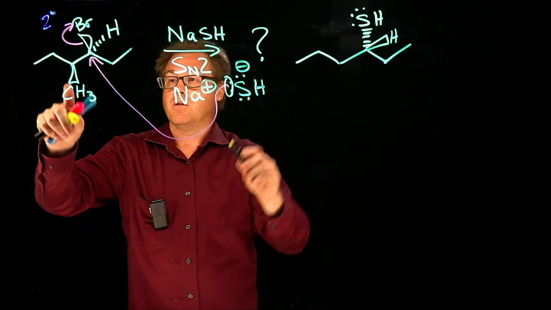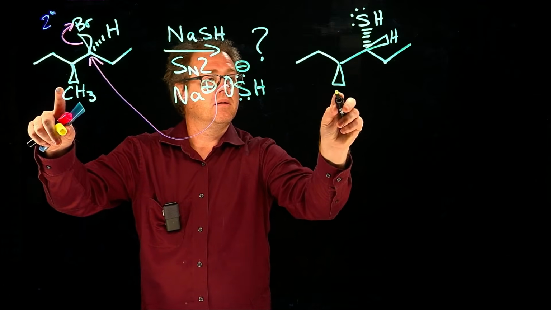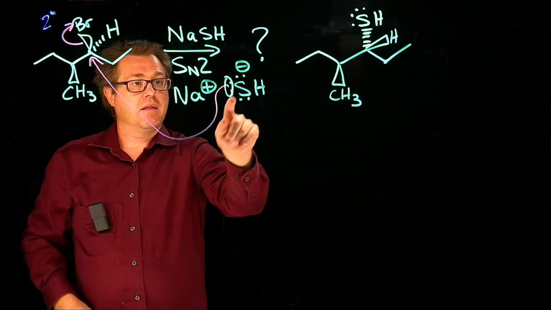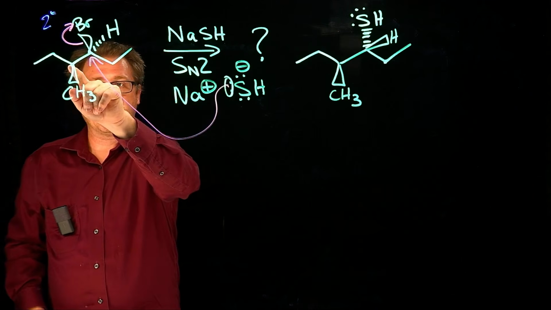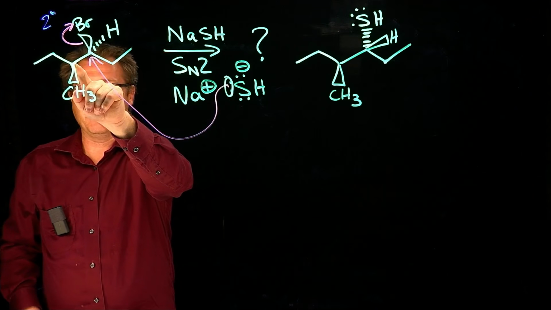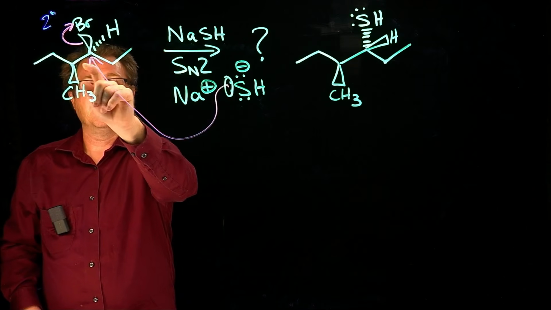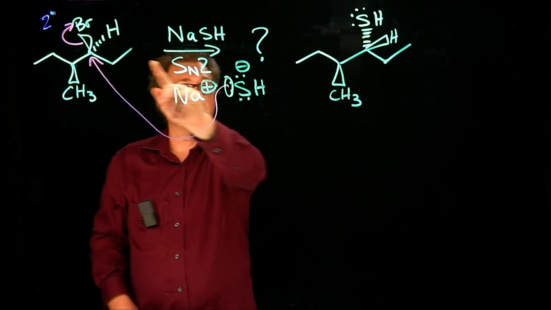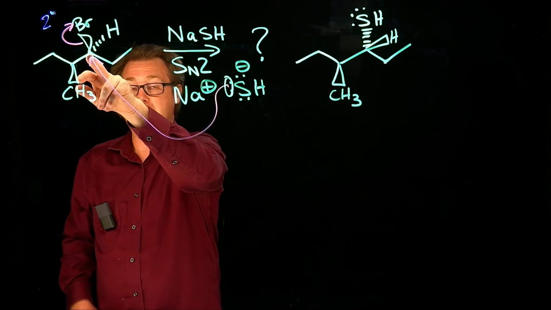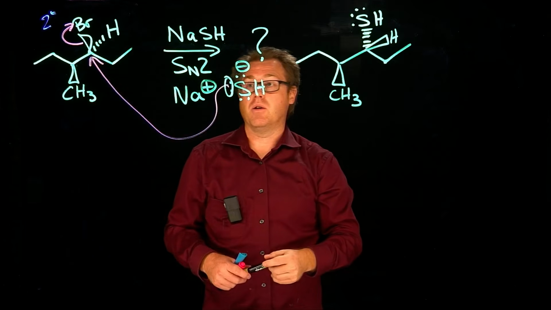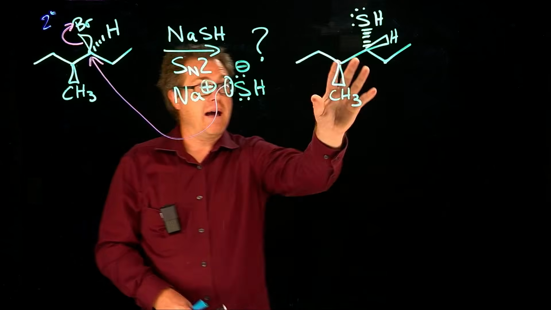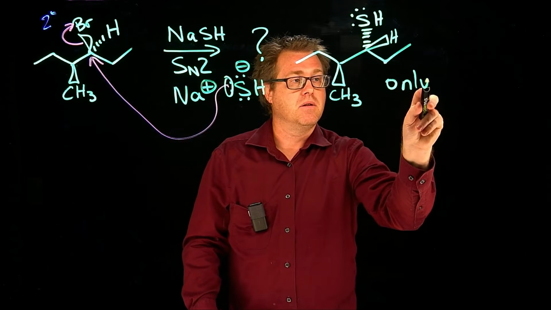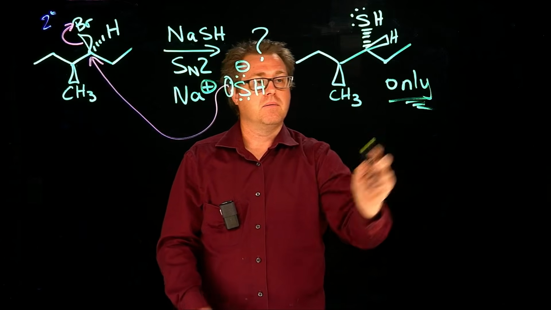And this wedged methyl is still intact because this nucleophile did not attack that carbon. So it didn't invert that stereocenter. It inverted this stereocenter, the very stereocenter that the sulfur atom attacked. And so based off of this mechanism, that would be the only product possible. Only one.